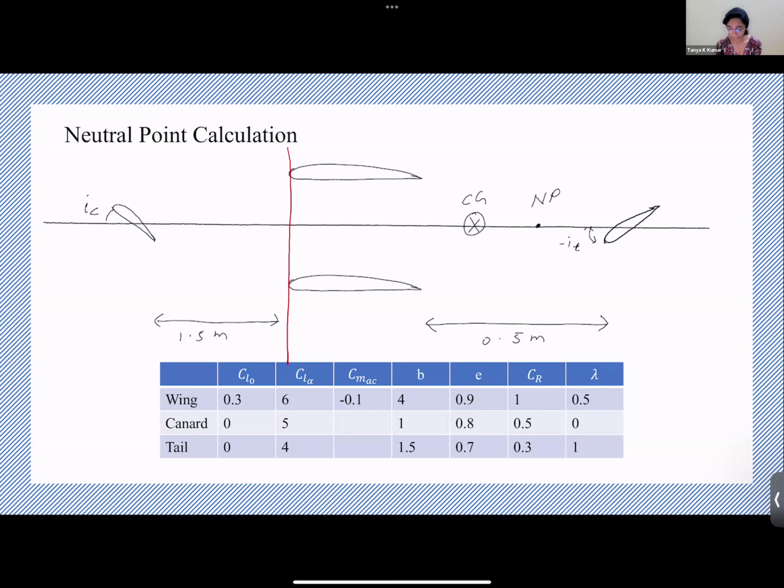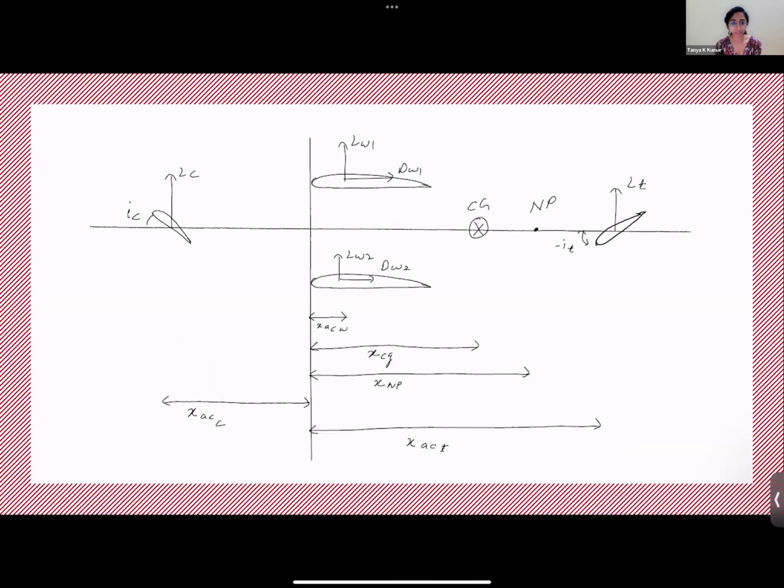Okay, so I think I have the slide. If this is the reference point, this value is XAC wing. That is the distance from the reference point, the leading edge of the wing, to the aerodynamic center of the wing. Then you have XCG, you have XNP, which we need to calculate. Then you have XAC tail and XAC canard.